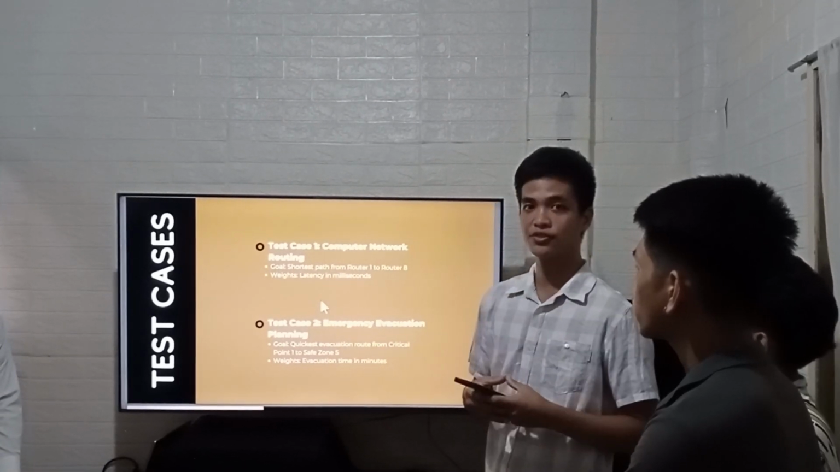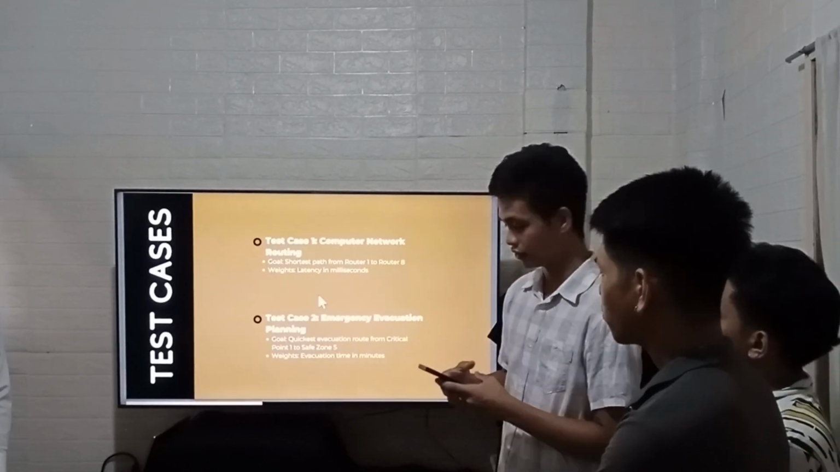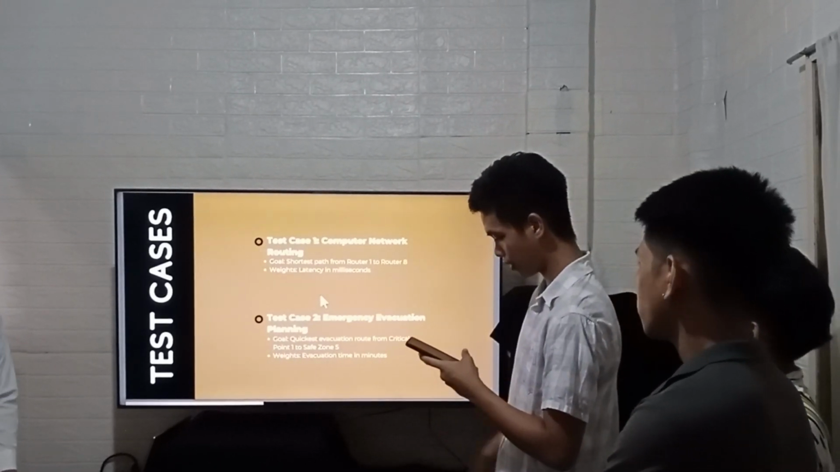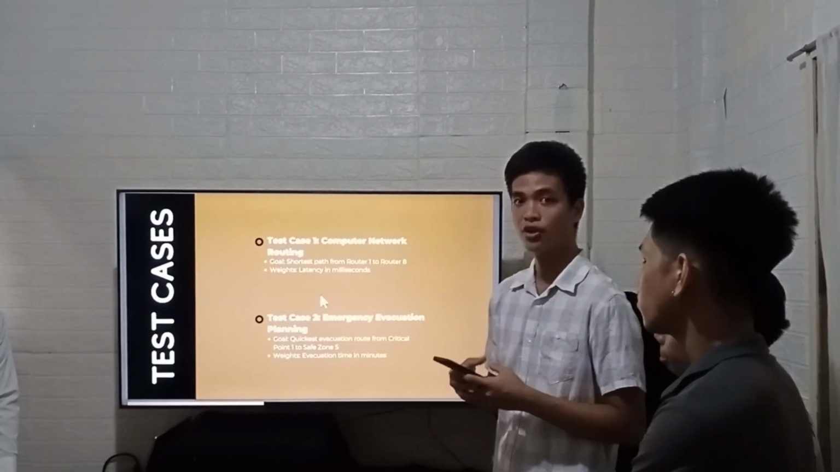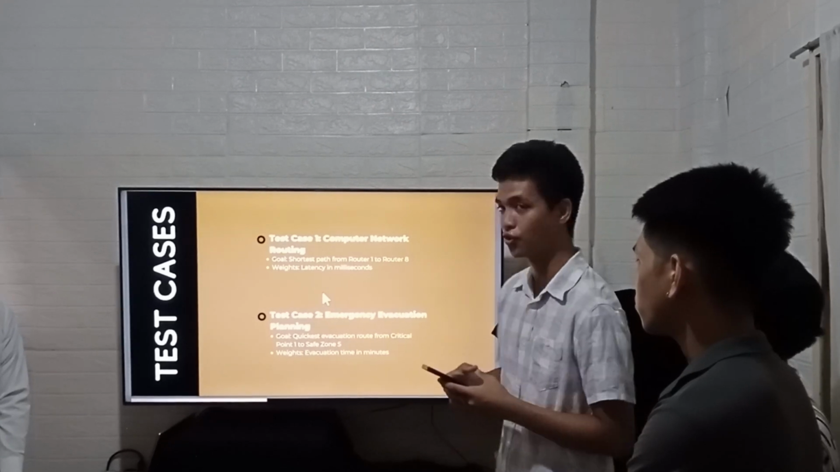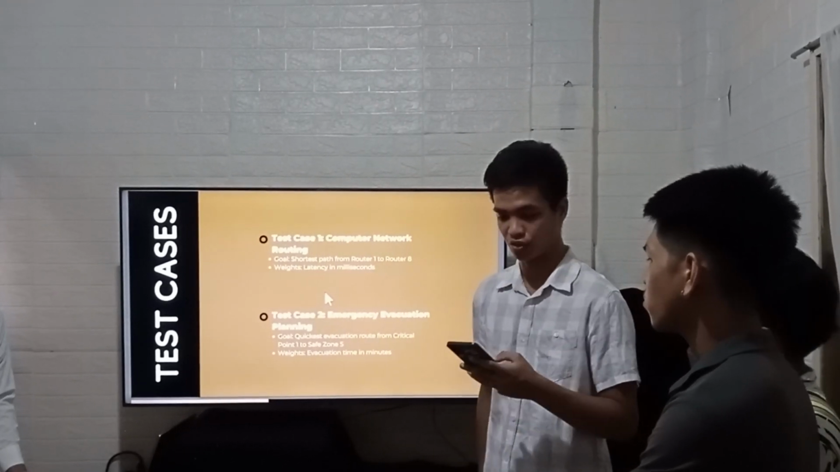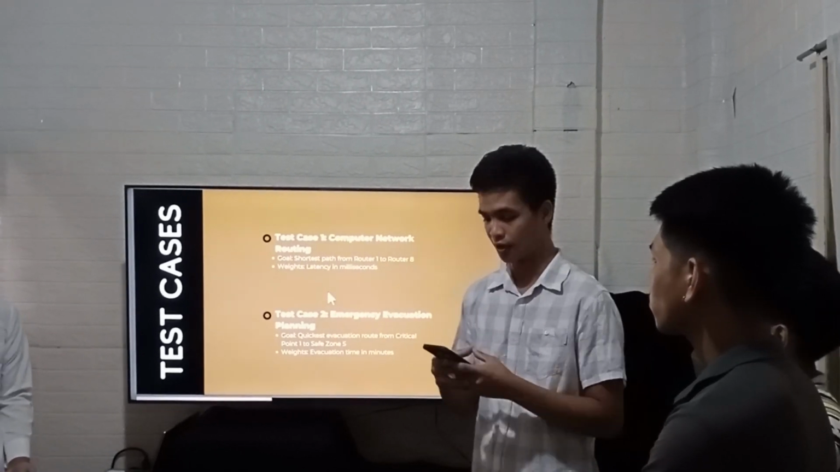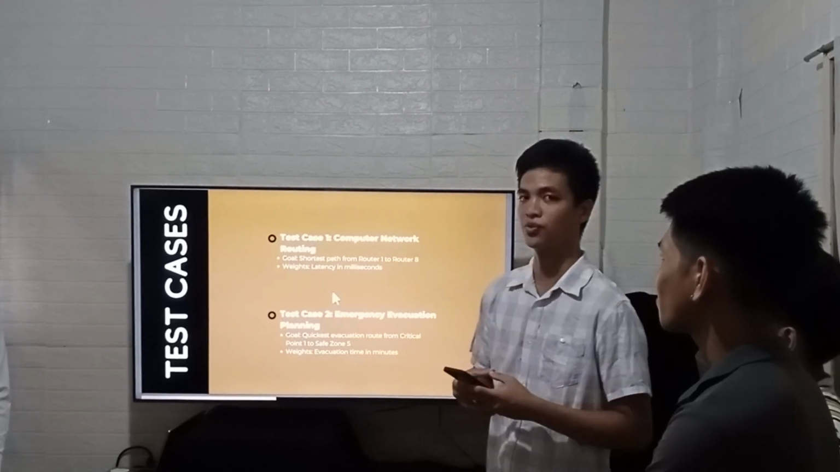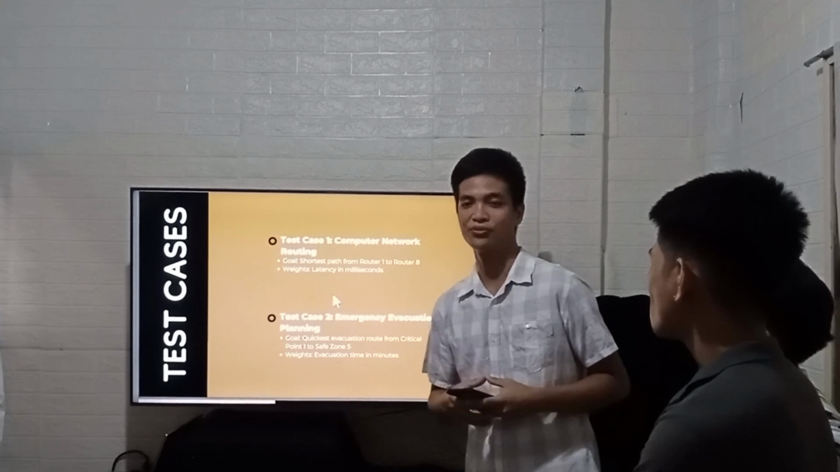Then the test 2 case, the emergency evacuation planning. The goal is to find the quickest evacuation route for a critical point from one point to the safest zone 5, weighted by evacuation time in minutes. So this is the purpose of our research paper, that we will find the shortest route possible.